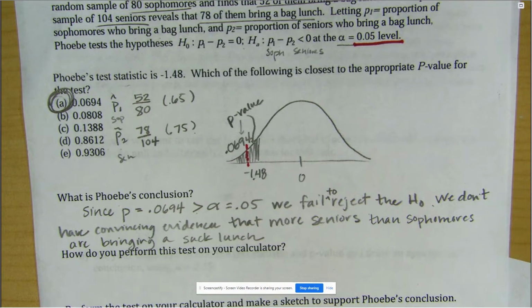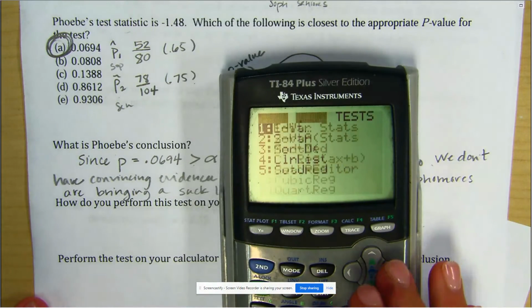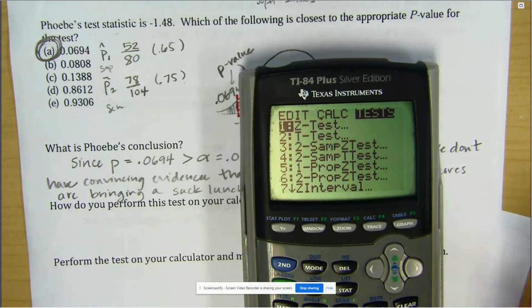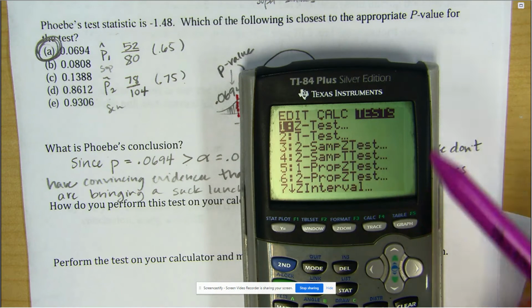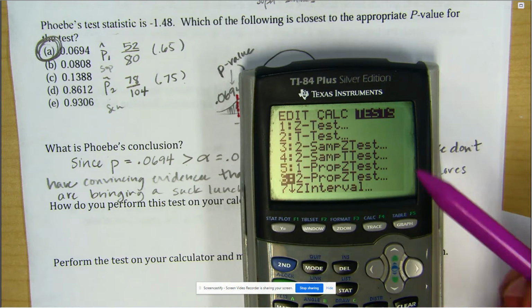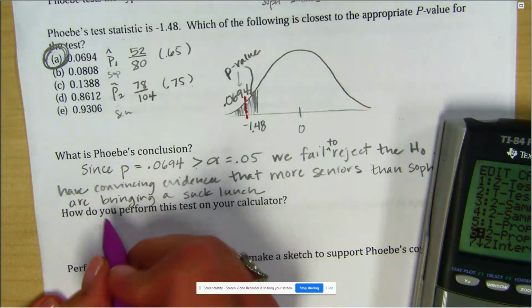All right, so how do you perform this test on your calculator? So we could go to stat test. It is a proportion because it's like, do you bring a bagged lunch? Yes or no. And we have two samples. We have the sophomores and the seniors. So whenever it's a proportion, look for the word prop in your test. Okay. So, 2-proportion z-test. Okay. Number 6. So we got stat test 6.